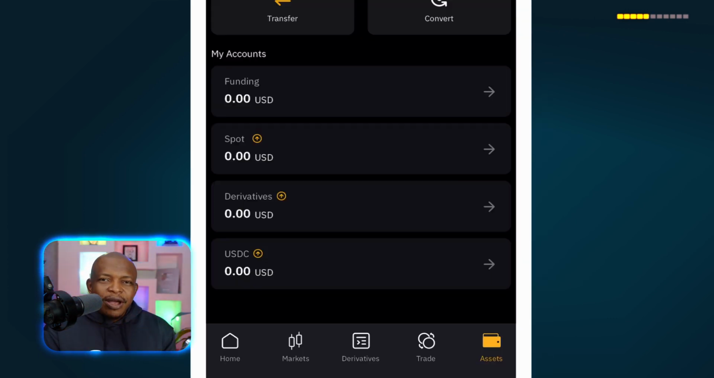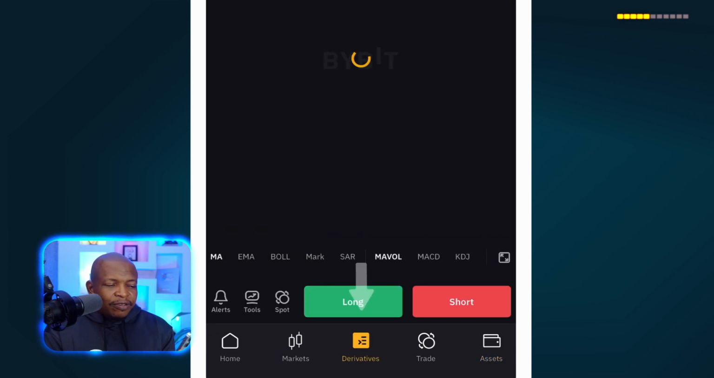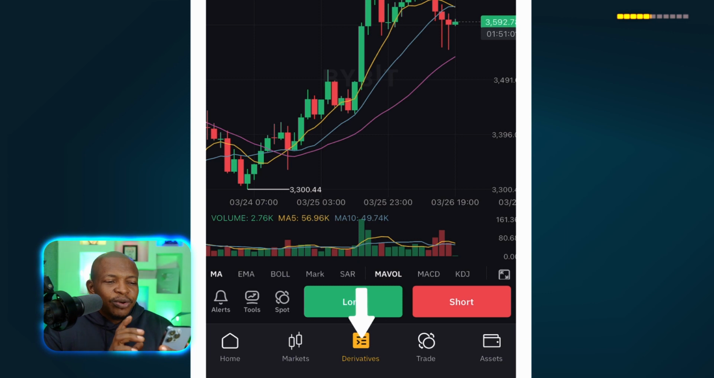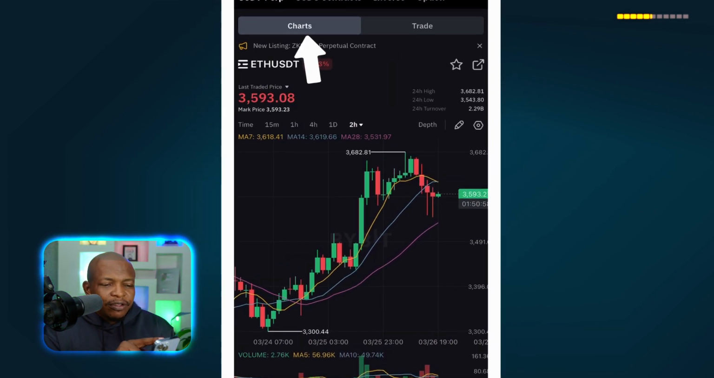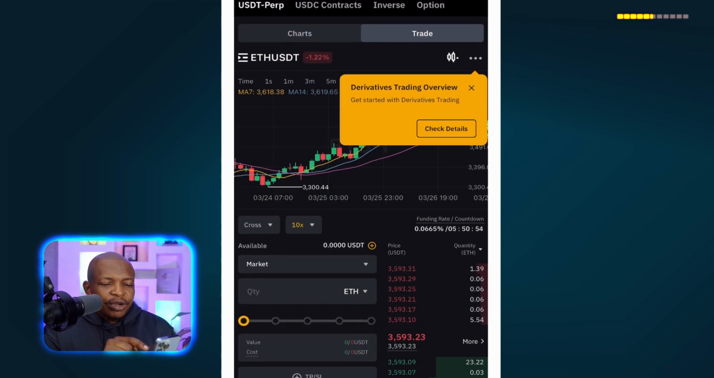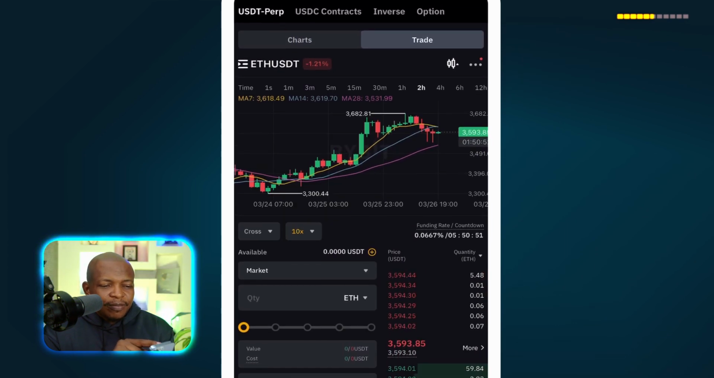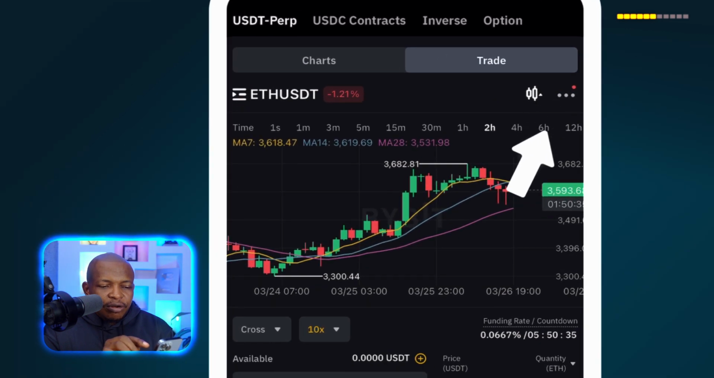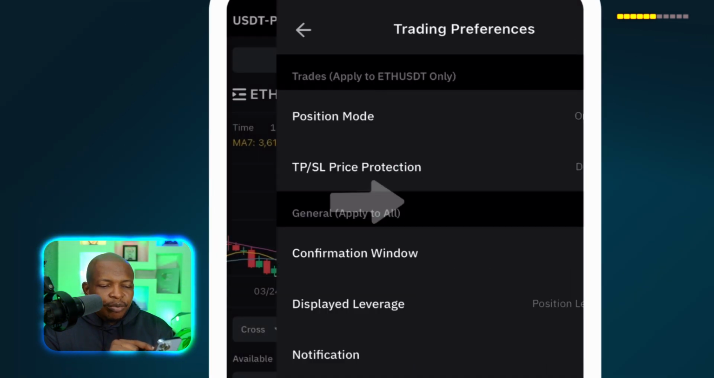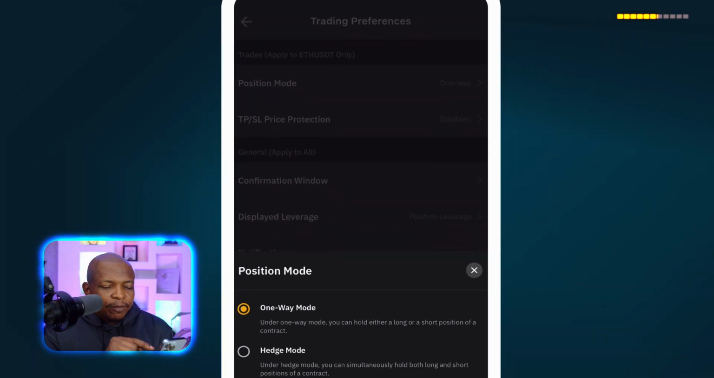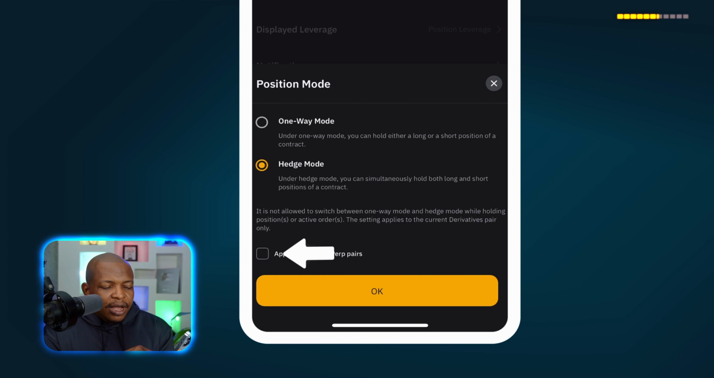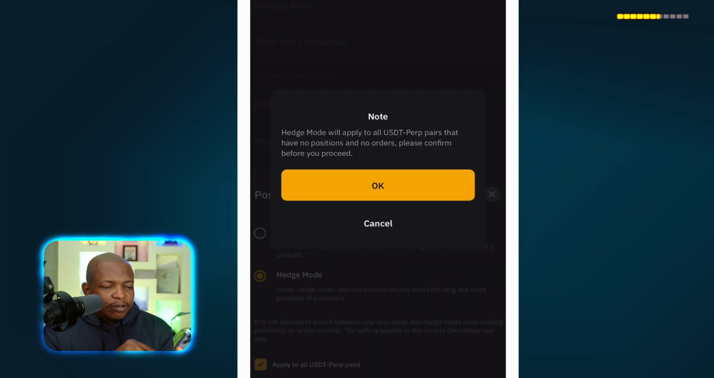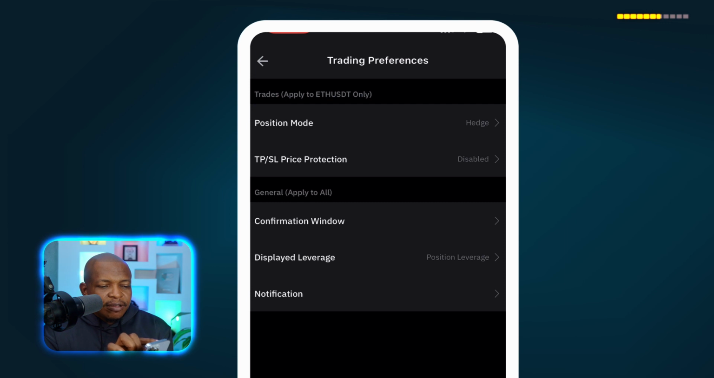Now, to set up your account to properly trade, we'll go to derivative. So trade is for spot trading, derivative is for derivative trading. Now, once you are here, what you need to do is this. So you have the chart here, you have the trade. Now, what we're interested in is USDT perpetual. That is what we're interested in. Now, what you do is, you see these 3 dots at the top right corner. You click on it and you click on preference. Then you change this one way to hedge and you select apply to all USD perp pairs. So all you have to do here is done.